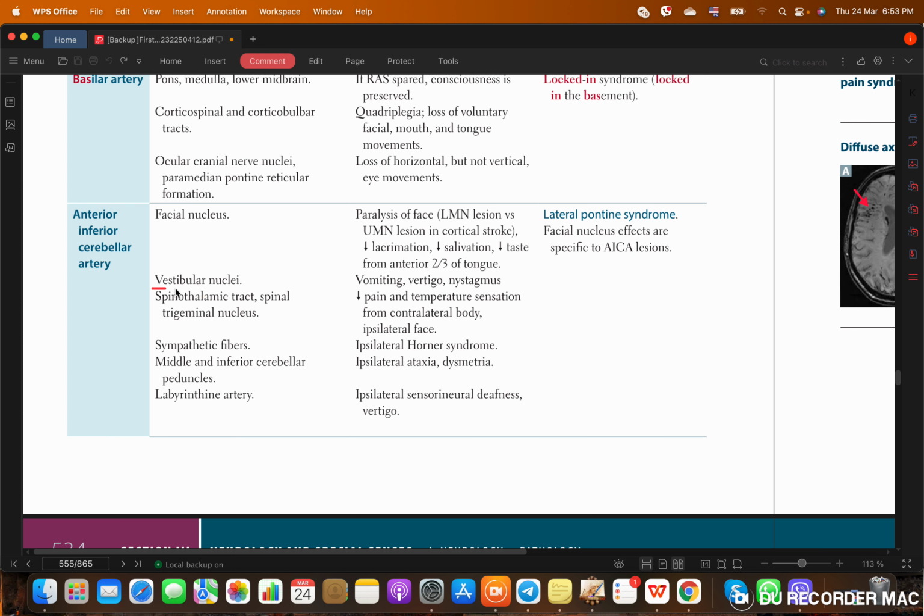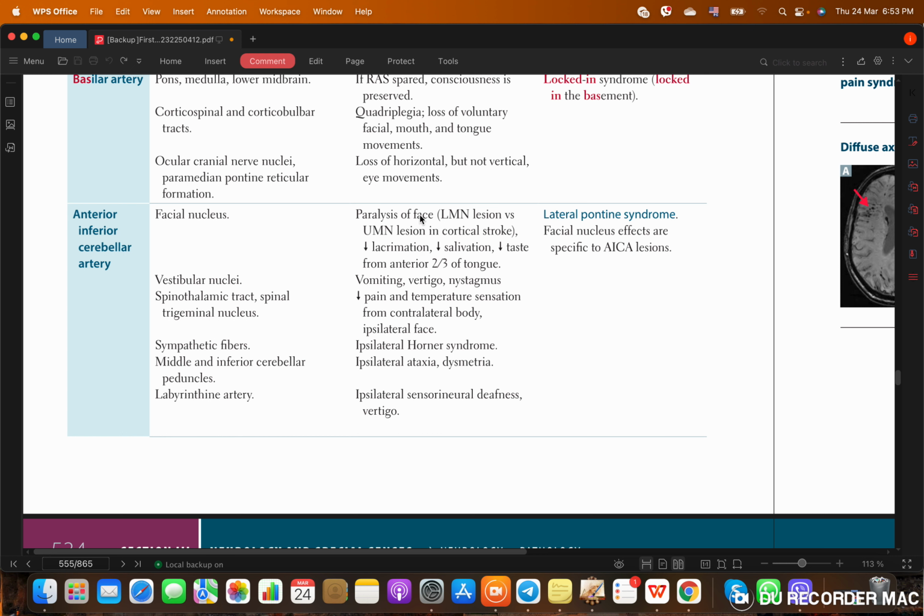These two are sensory, right, guys? These two are sensory. So that reminds you of what I have told you. Lateral lesions are sensory and sympathetic. Remember? Lateral lesions are sensory and sympathetic, while medial lesions are motor. Sympathetic fibers, middle and inferior cerebellar peduncle as well, which is the legs of the cerebellum, and labyrinthine artery. Labyrinthine artery is an artery that goes to your middle ear to allow you to hear. So, and your inner ear.